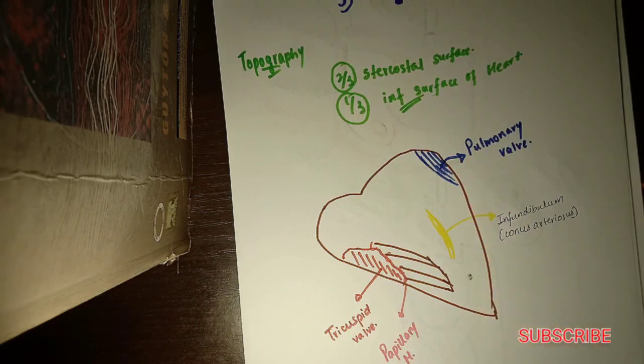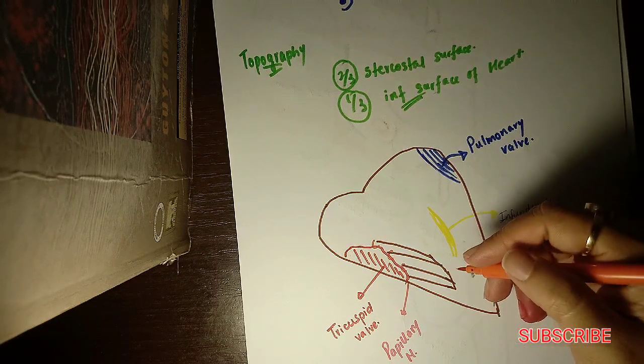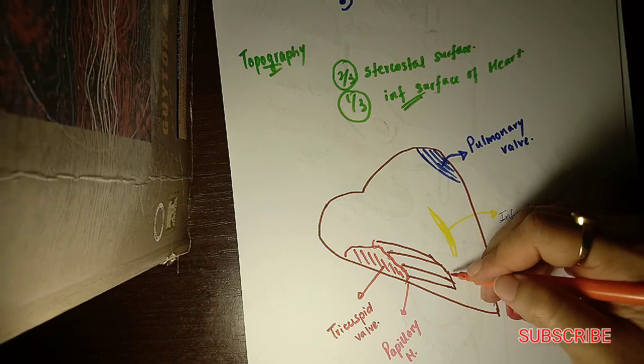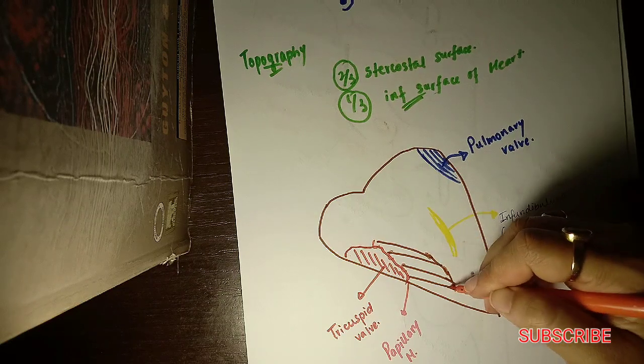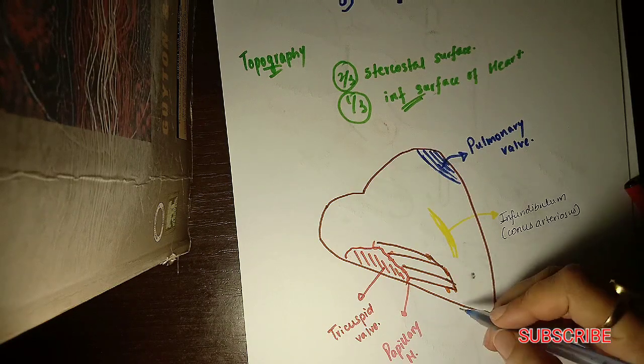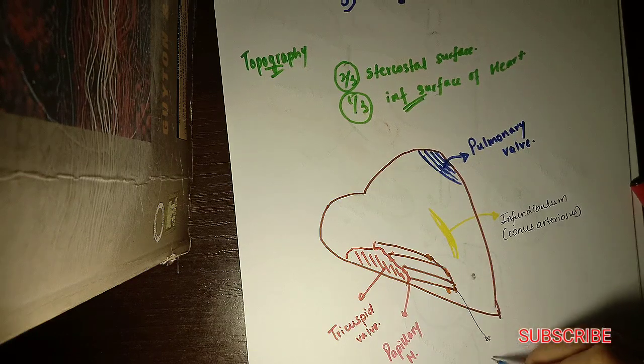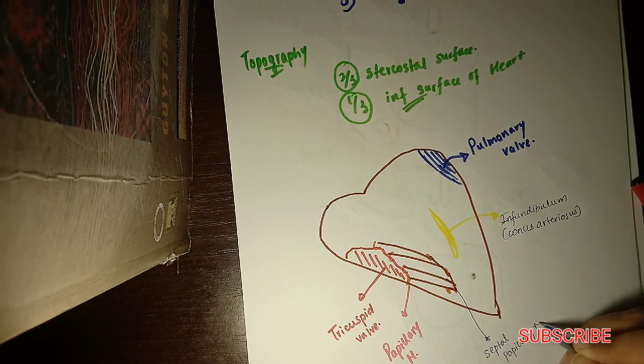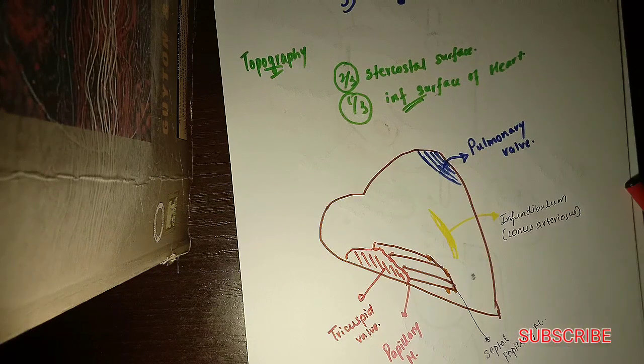We have another type of muscle located here. Wait a minute, I will show you the whole diagram. Here there are some muscles, and this muscle is known as the septal papillary muscle. These brown fibers are known as the septal papillary muscle.